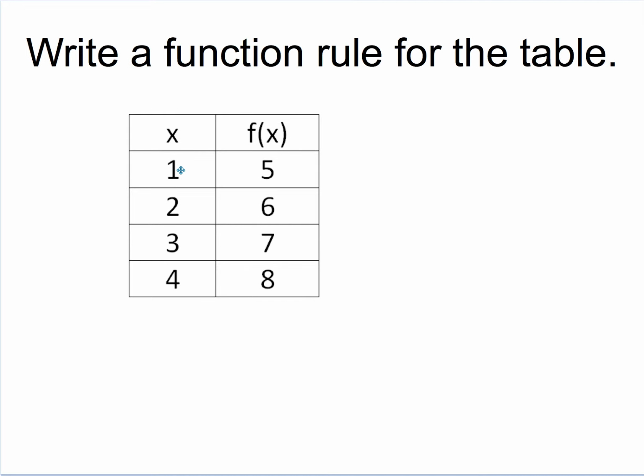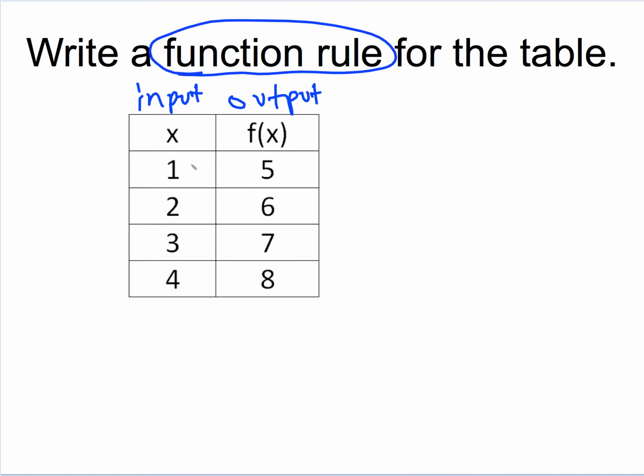So our table is our x is 1 and our f of x is 5. Our x value is 2, our f of x is 6, so on and so forth. What this basically is, remember, x is your input value, f of x is your output value. So what we're doing is we're coming up with some kind of equation, which is called a function rule, that will work for every one of these values.